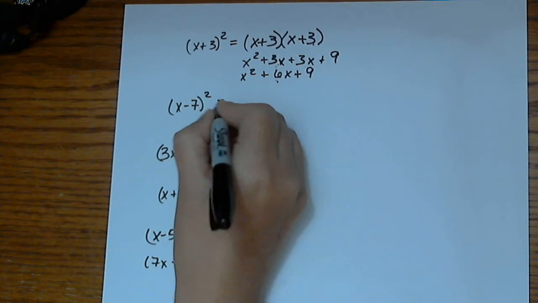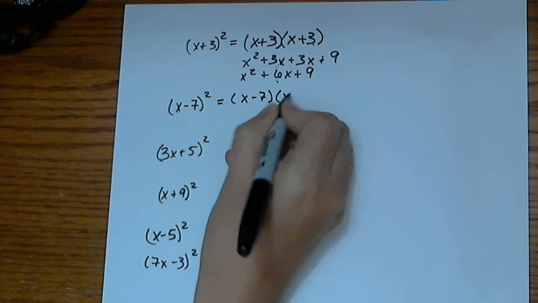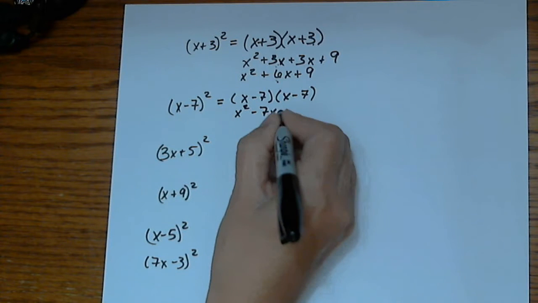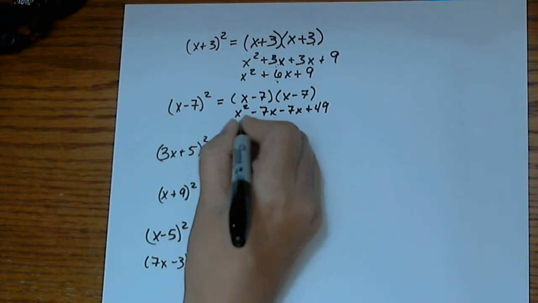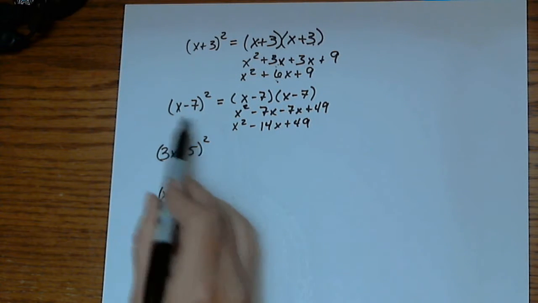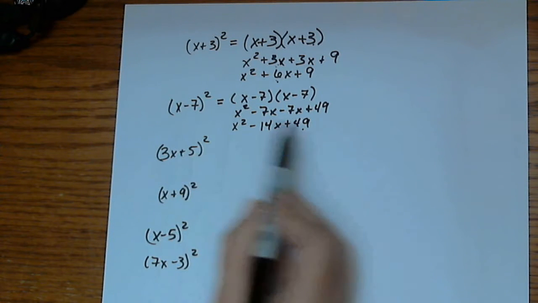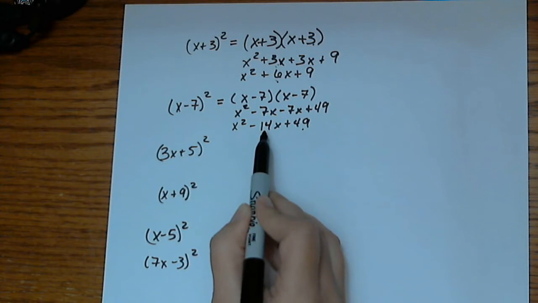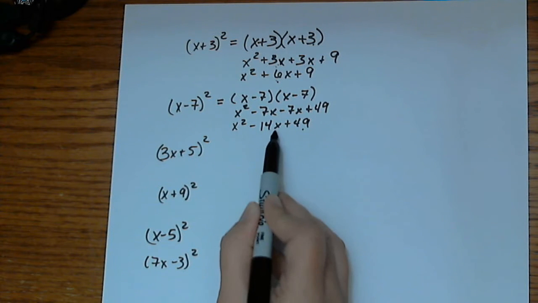Again, let's look at this one. If I multiply that out the long way, it's going to be x minus 7 times x minus 7. And I'm going to get x squared minus 7x minus 7x plus 49. Add like terms: x squared minus 14x plus 49. Now I can see that the x squared comes from x times x, and the 49 comes from negative 7 times negative 7, because negative 7 times negative 7 is 49. But what about that minus 14? What's the shortcut to find the minus 14x, to be really clear?